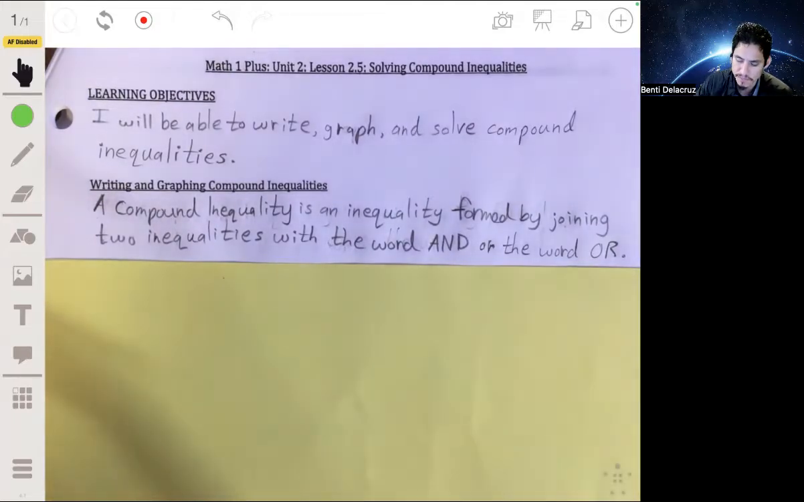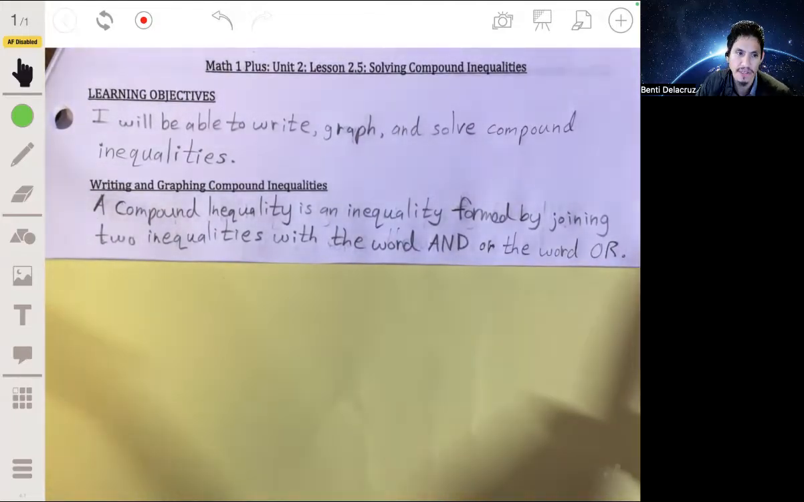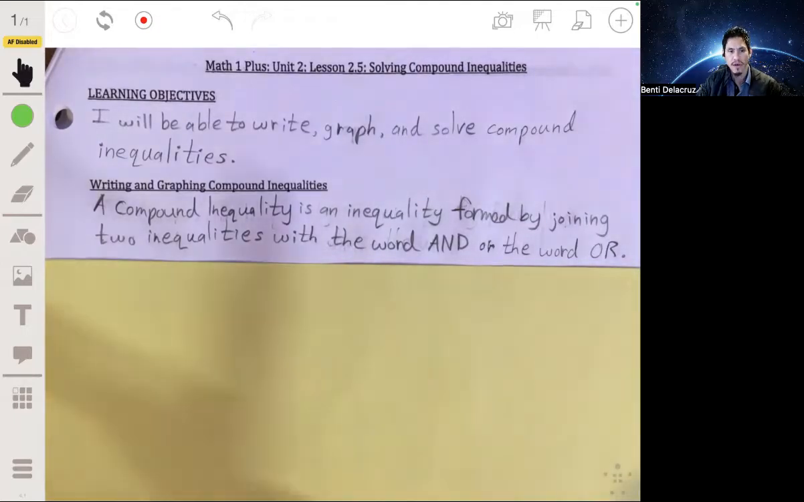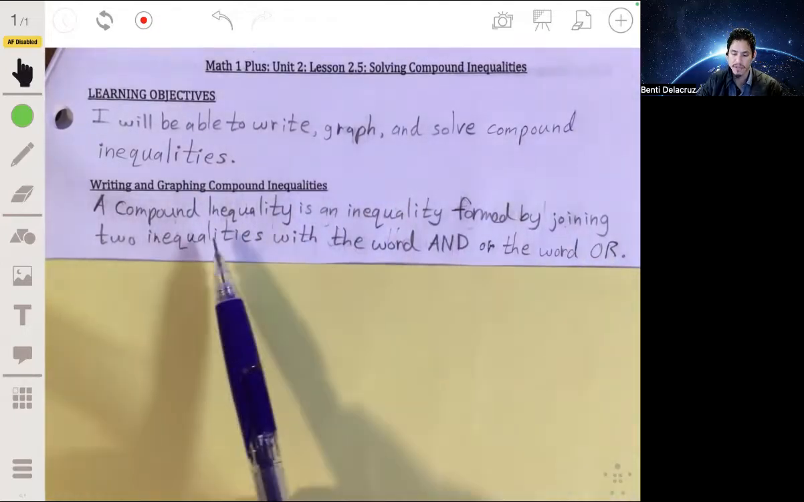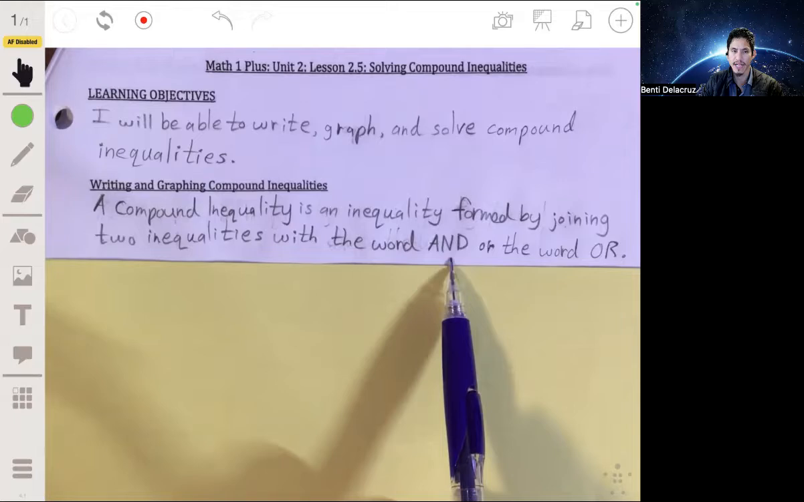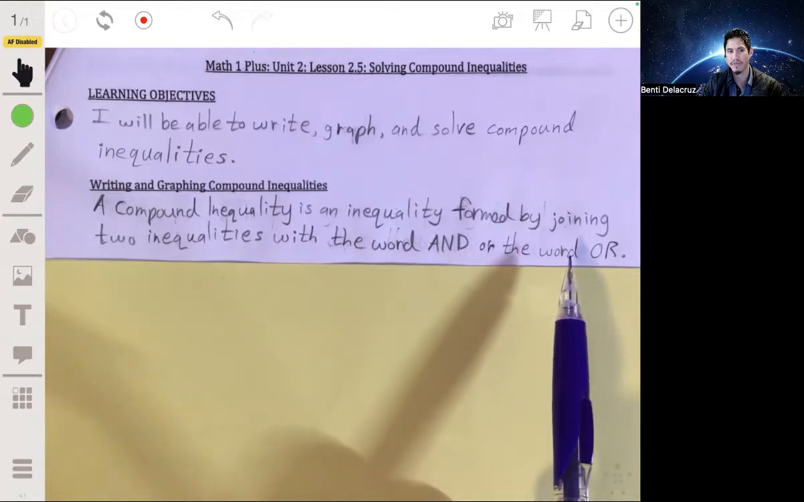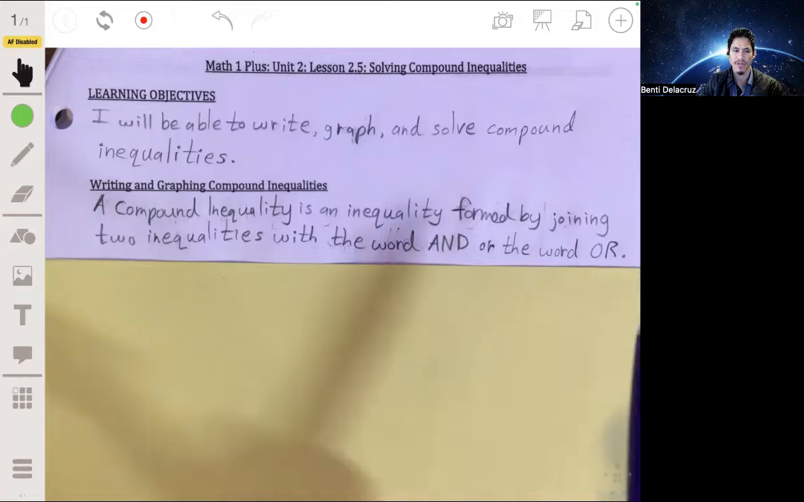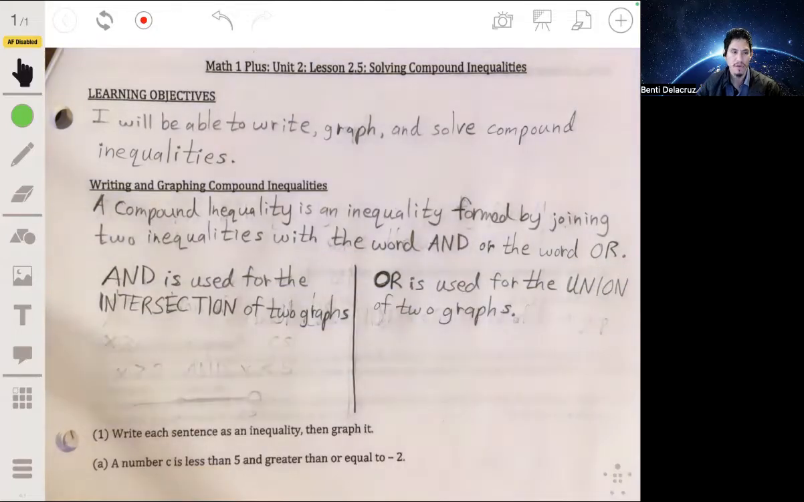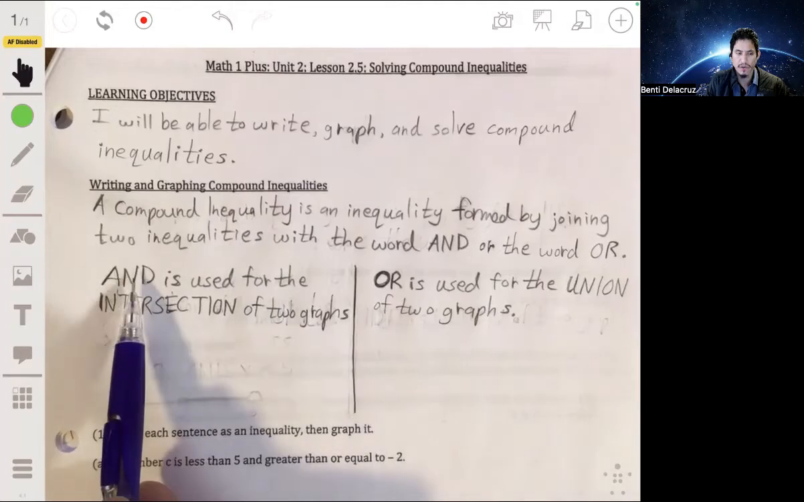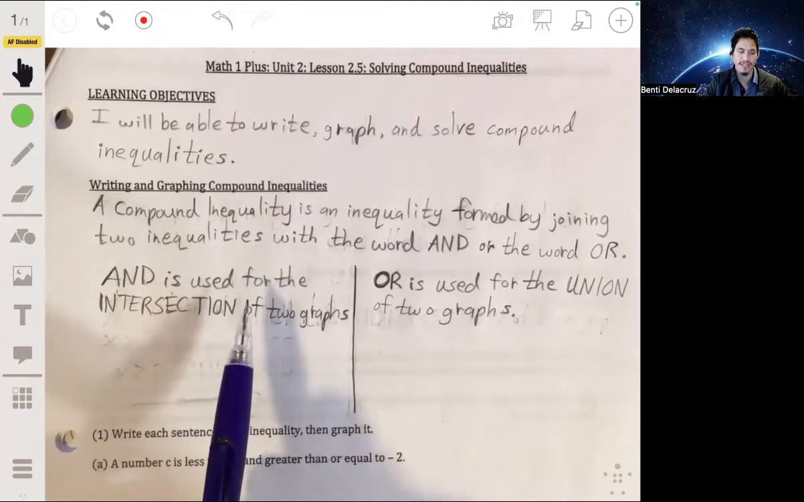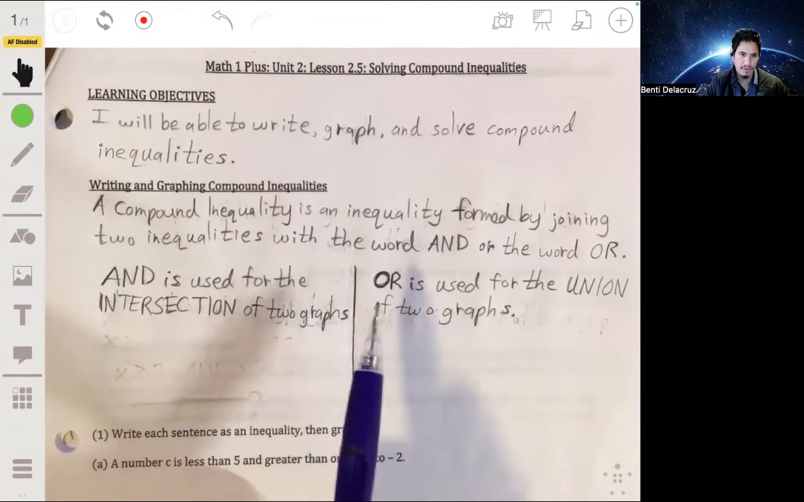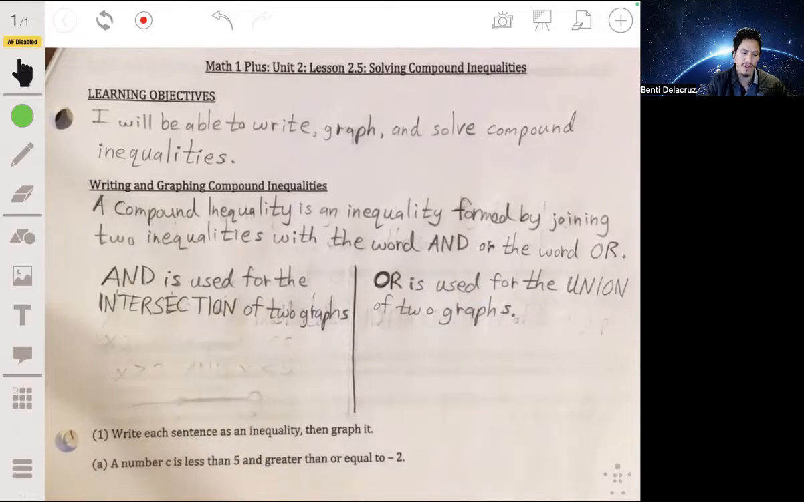Now, there are two types that compound inequalities can fall into. One type is when you have two inequalities joined with the word and, and the other type is when you have two inequalities joined with the word or. So and, or. When we have a compound inequality with the word and, that's used for the intersection of two graphs. When it's used with the word or, that's used for the union of two graphs. All right, so what do I mean by that?